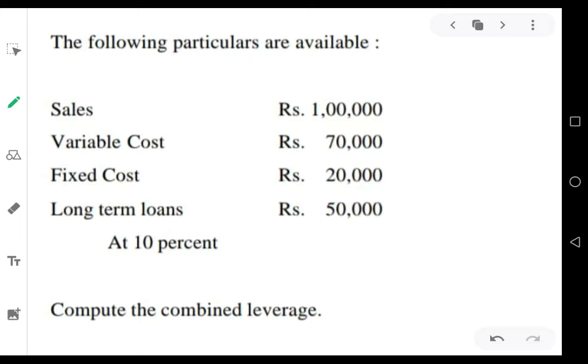As you can see on the screen, the following particulars are available of a company. They have given the sales volume as rupees 1 lakh, the variable cost component which is 70,000 rupees, and the fixed cost component which is 20,000.